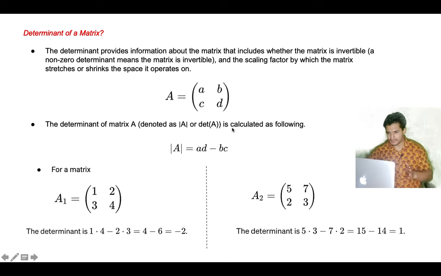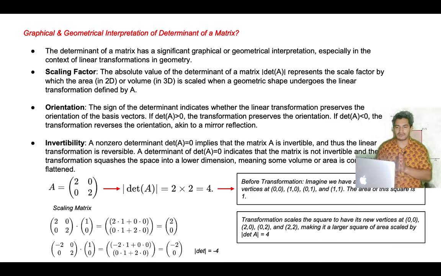So the determinant of a matrix when it's 2 dimensional is given by AD minus BC. So for this matrix, which is 2 cross 2, the determinant is 1 into 4 minus 2 into 3, which is minus 2, and for this case 5 into 3 is 15 minus 7 into 2, which is equal to 1. So we have seen how the determinant of a matrix is calculated. Let's understand the significance of the determinant.